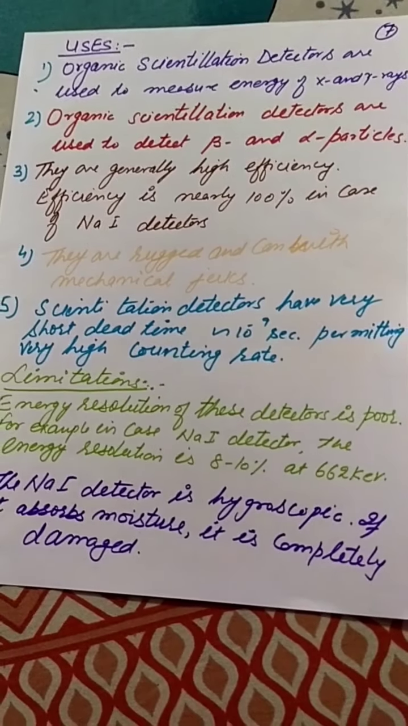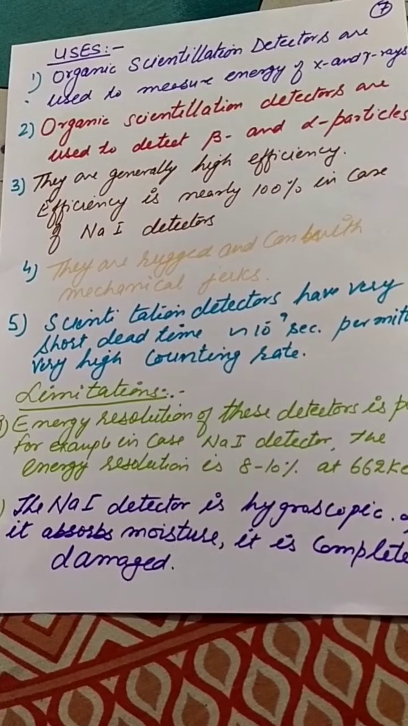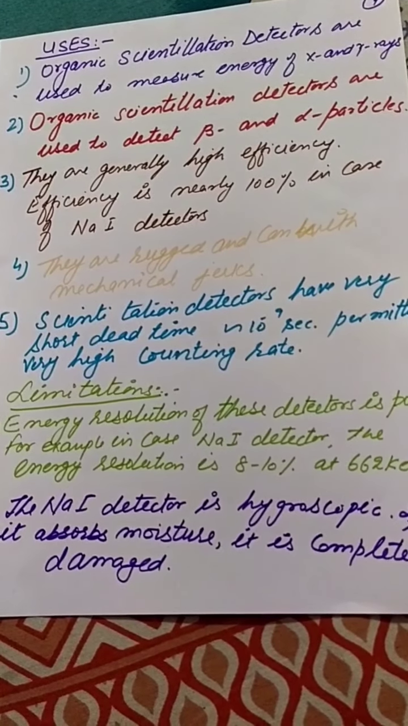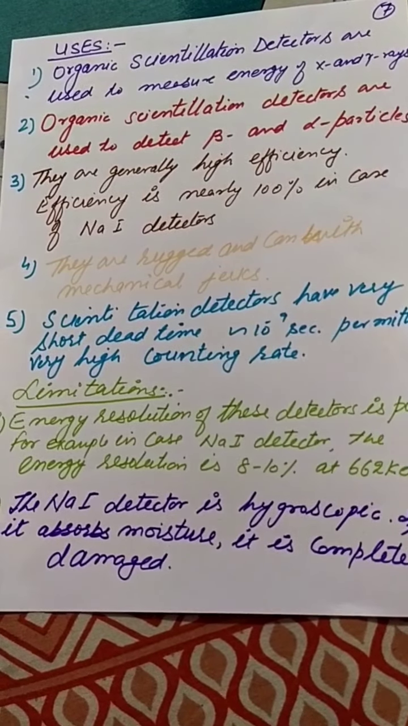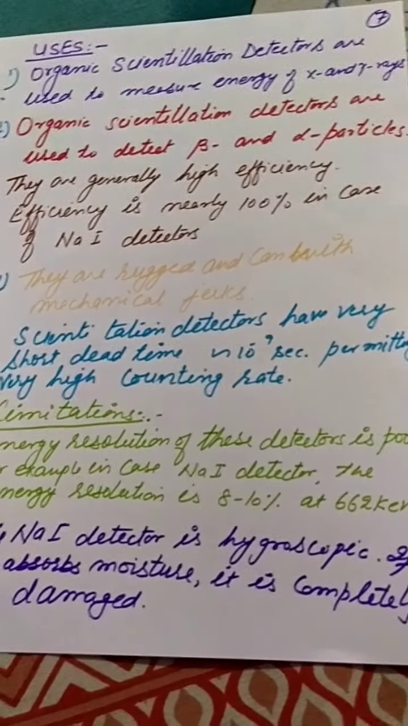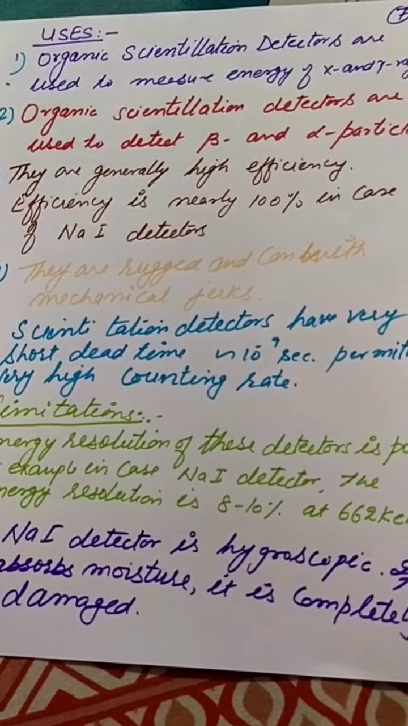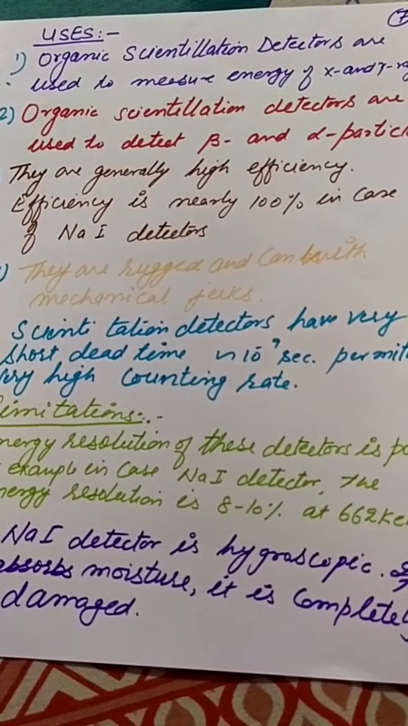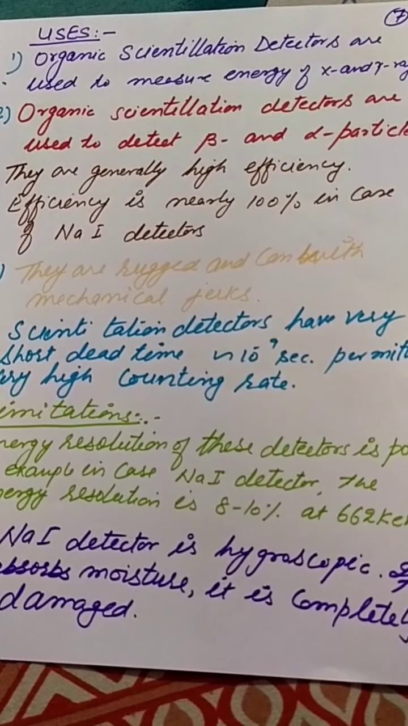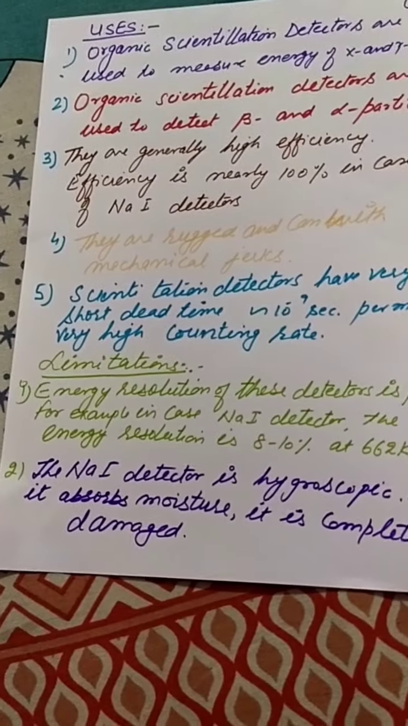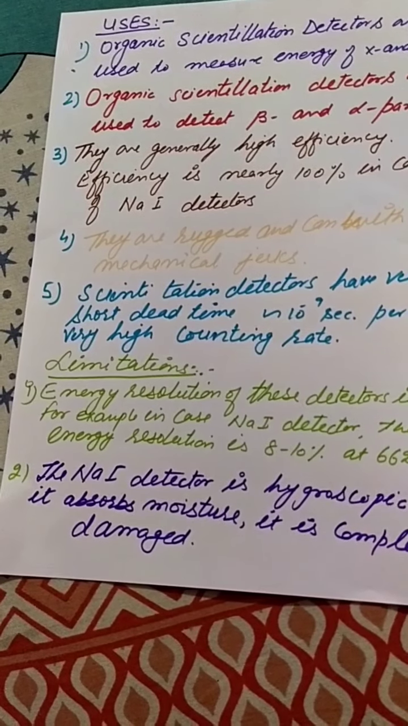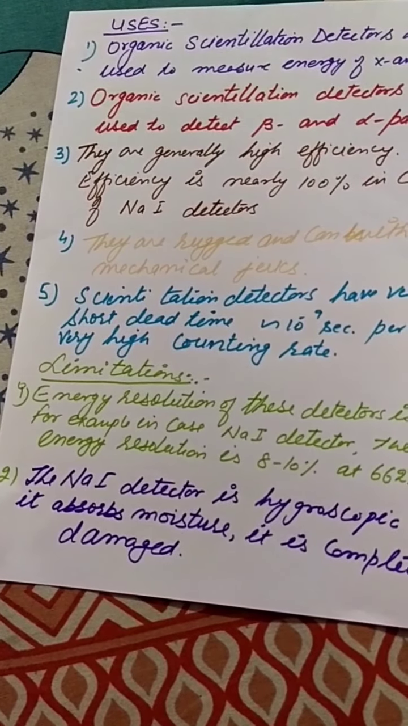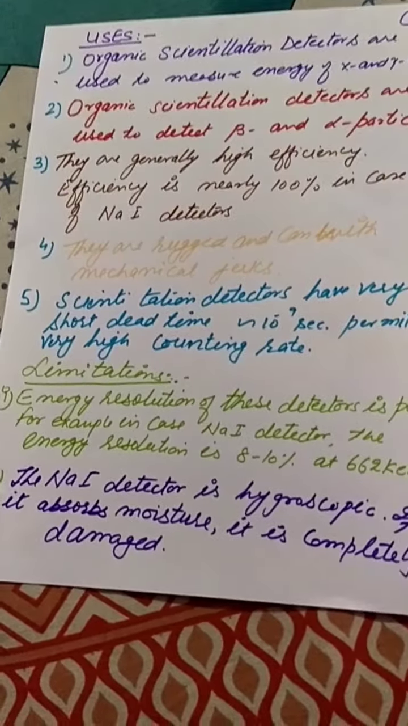One more thing: there are so many types of scintillator detectors which are not in our course. I just read out here the cesium iodide, zinc sulfide, organic phosphors, plastic scintillators, thallium activated sodium iodide. These are some types of scintillators, but these are not in our syllabus.